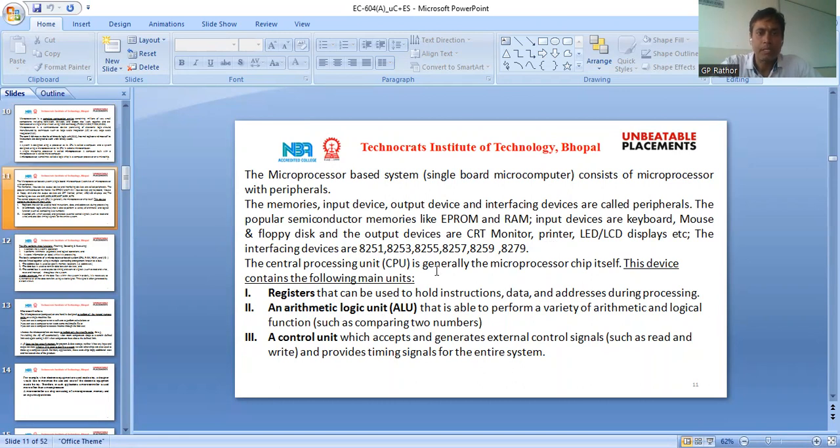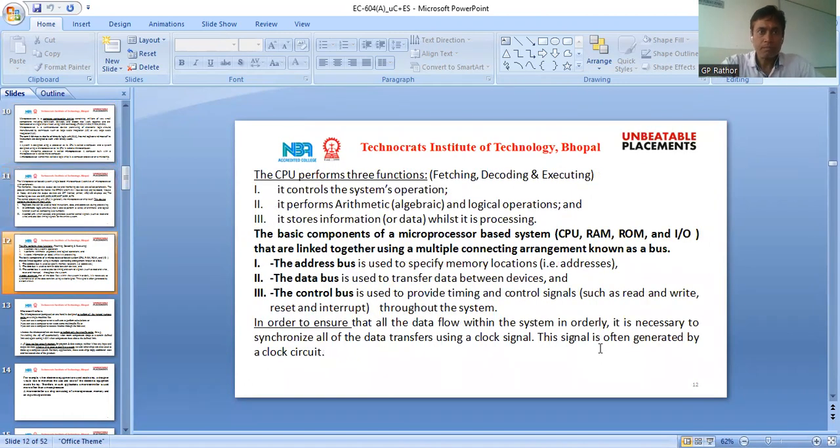The central processing unit is generally the microprocessor chip itself. This device contains the following units: register, arithmetic logic unit, and control unit. The registers can be used to hold instructions, data, and addresses during processing. An arithmetic logic unit is able to perform a variety of arithmetic and logical functions. A control unit accepts and generates external control signals and provides timing signals for the entire system. The CPU performs three tasks: fetching, decoding, and executing.